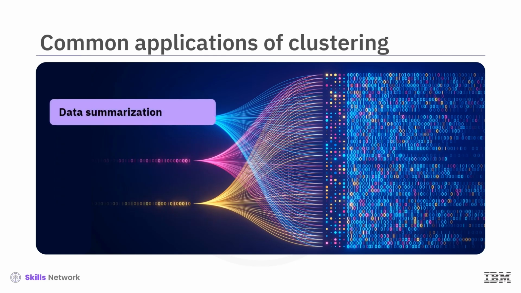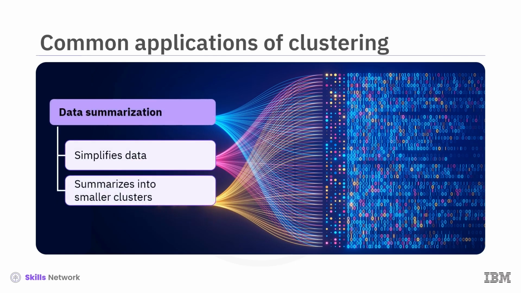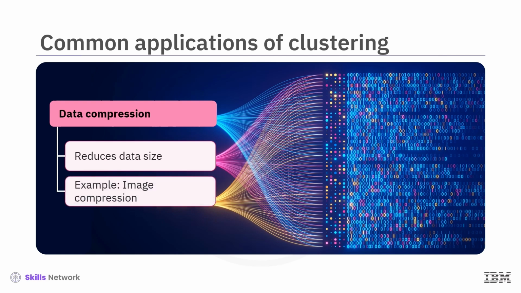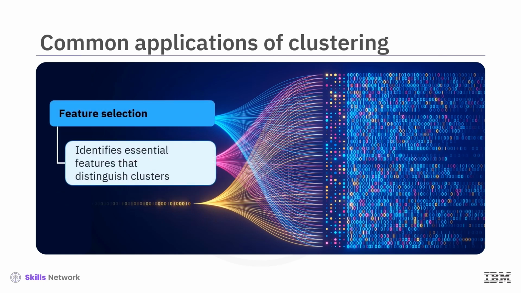In data summarization, clustering simplifies data by summarizing it into a small number of representative clusters. Clustering reduces data size by replacing data points with cluster centers, which is useful for image compression. Finally, clustering identifies essential features that distinguish clusters.